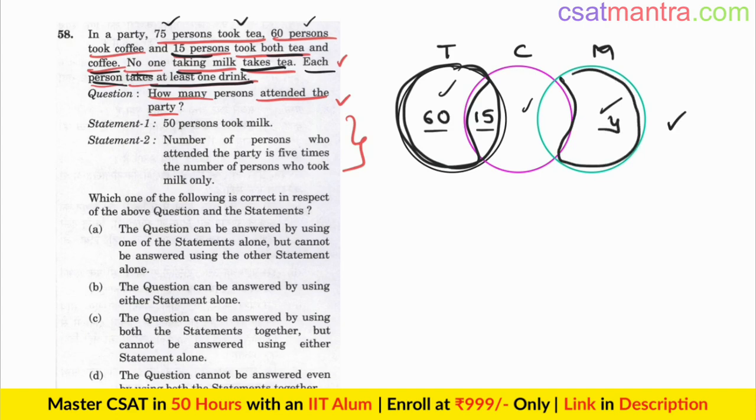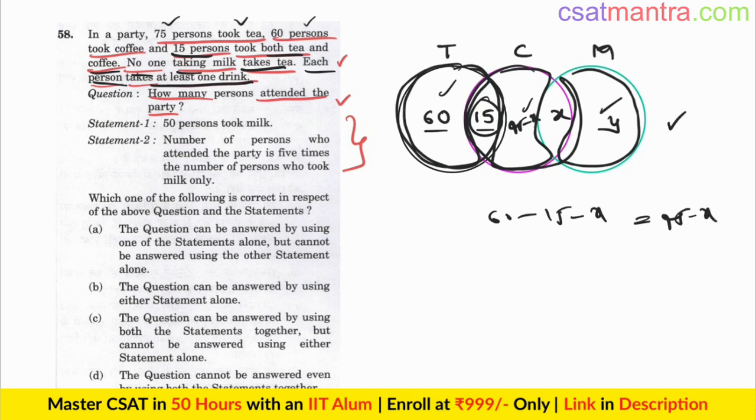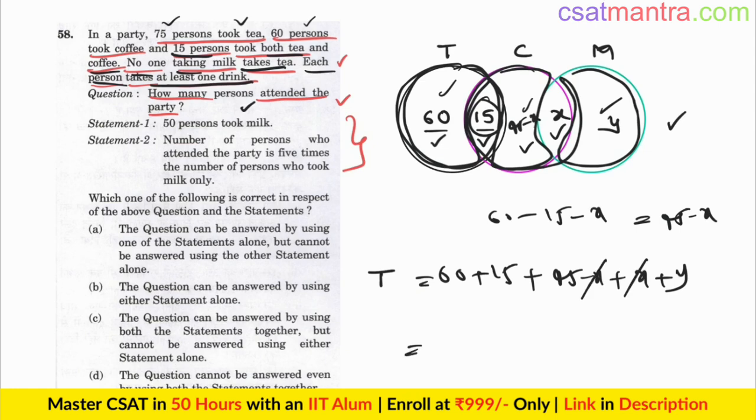We don't know it. Just assume. And this value is X. What is this value? This total is 60. So 60 minus this 15 minus X, right? That is 45 minus X. This value is 45 minus X. How many persons attended the party? That would be the 60 plus this 15 plus 45 minus X plus this X plus Y. So total number of persons, this is the value. Now minus X plus X cancels out.